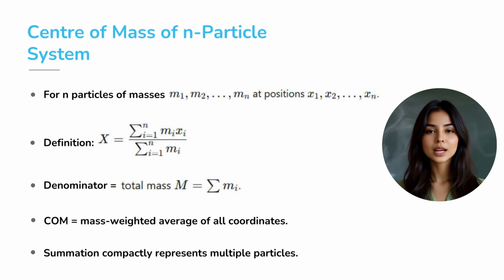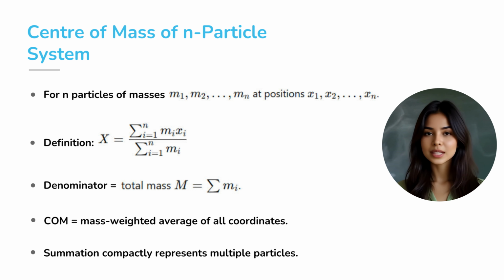Now, what if we had not two, but many particles? Imagine beads strung along a line, each with different weights. Where is the balance point of the whole system? The answer is elegant. For n particles, the position of the center of mass is x equals the summation of mi times xi divided by the total mass m.